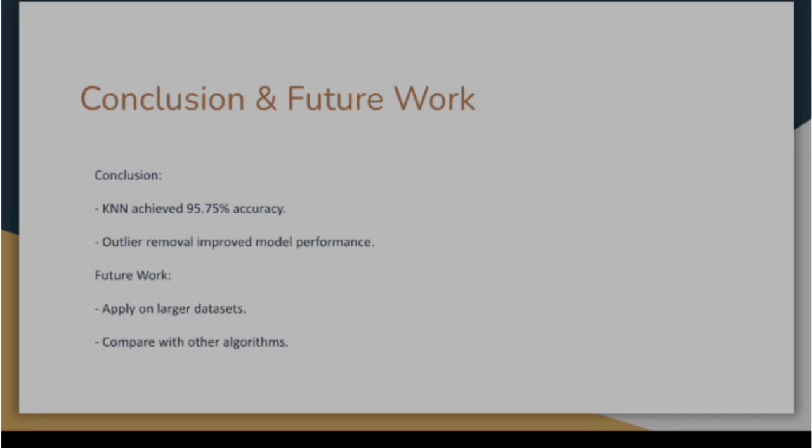Moving forward, we plan to apply the model to larger datasets to further test its robustness and scalability. Compare KNN with other algorithms such as logistic regression, decision tree, and random forests to see if they outperform KNN. Optimize hyperparameters like the value of K and experiment with different distance metrics for potential improvement. In summary, KNN performed well, but there is room for further refinement and testing on larger datasets.